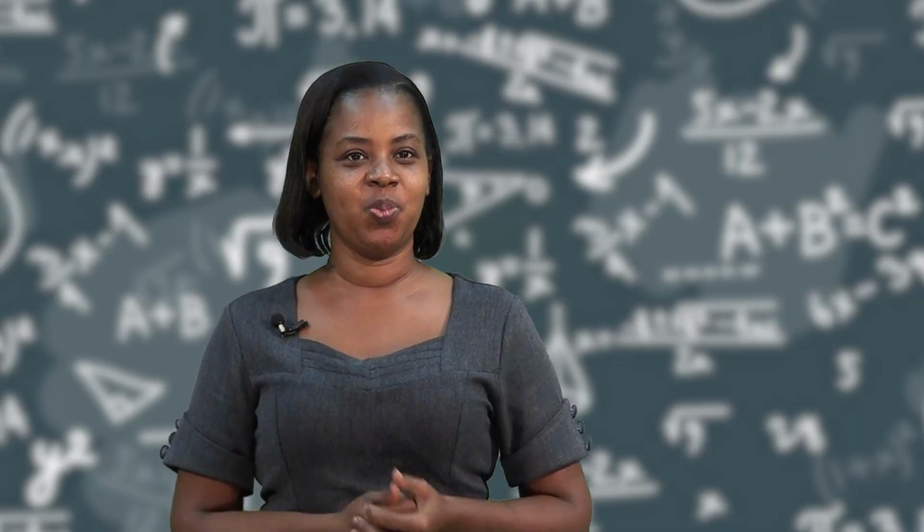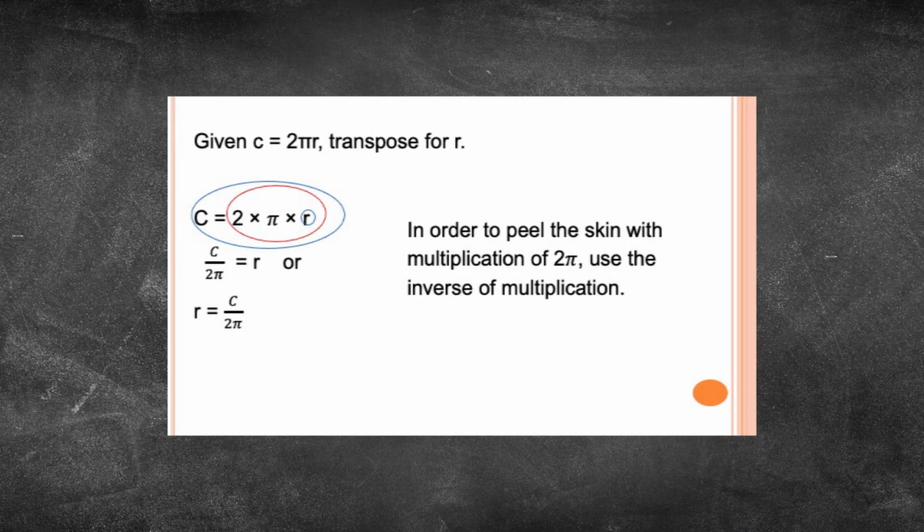Let's go. Given that C is equal to 2 pi r, transpose for r. Remember, boys and girls, in the formula 2 pi r, you may not see the multiplication symbol, but it is understood that 2 pi r means 2 multiplied by pi multiplied by r.